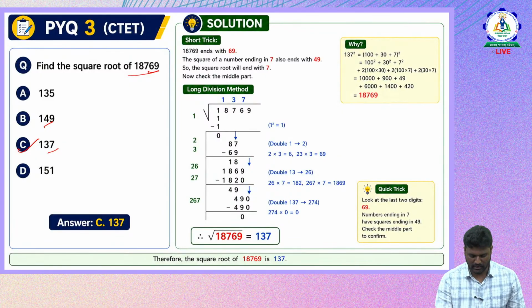18,769, which ends with the 69. The square of a number ending with 7 also ends with 49. So we are confirming that 7 is probably the answer. But let us try to check by using the long division method.